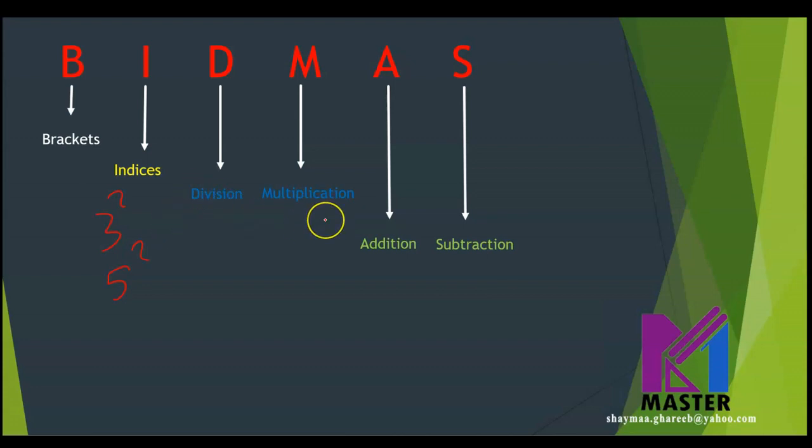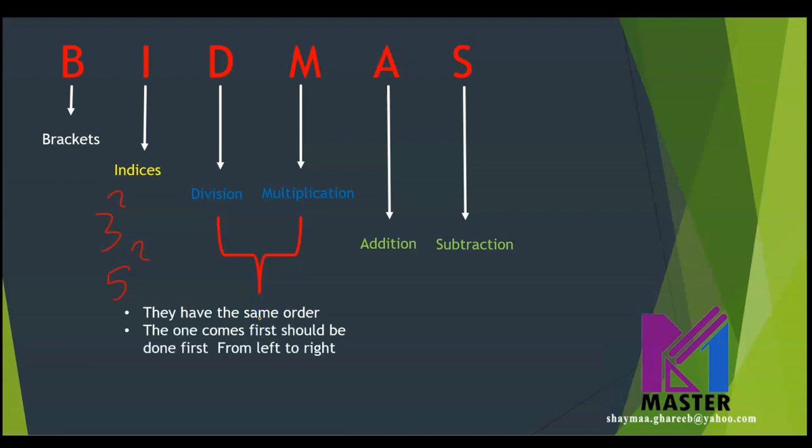And what about division and multiplication? Actually, division and multiplication have the same order. Both of them have the same order. So which one should I do first? I will do the one that comes first from the left side, from left to right. So if the division is before the multiplication, I will do it before the multiplication. If the multiplication comes before the division, I will do the multiplication before the division.